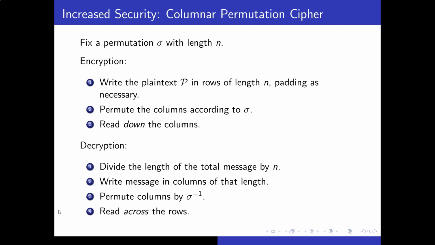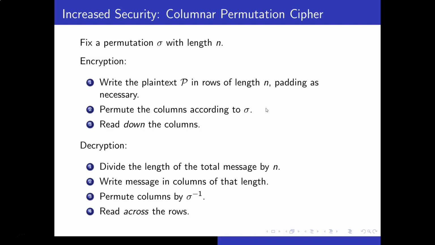So there is a way to increase the security, and this is called a columnar permutation cipher. All right. It starts out the same. I fix my permutation with a length of n. I take my plaintext, I break it into rows of length n. I pad the end of it as I need to. I permute the columns according to sigma. But this is where it's different. I now read down the columns. So it throws kind of like a transpose in there.